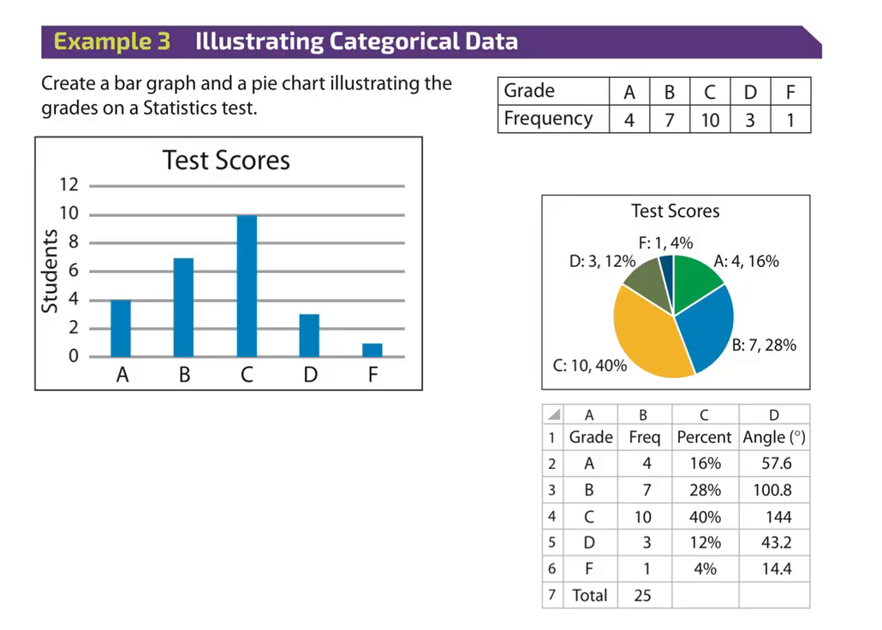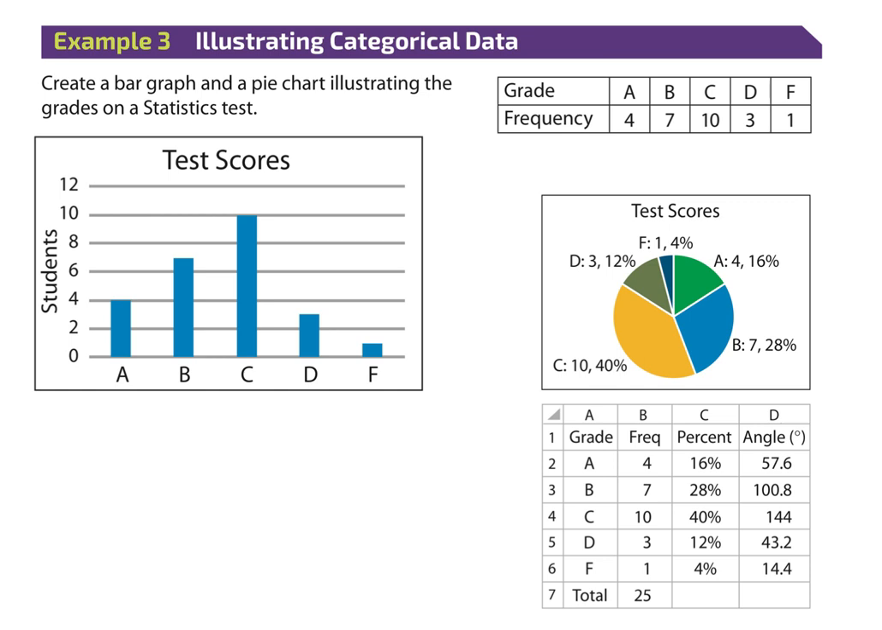All right, they have given us some information here. It says grade A, B, C, D, and F. Frequency 4, 7, 10, 3, and 1. Create a bar graph and a pie chart illustrating the grades on a statistics test. All right, so a couple things about graphs. They do no good if you do not label them. Okay, let's just start there.